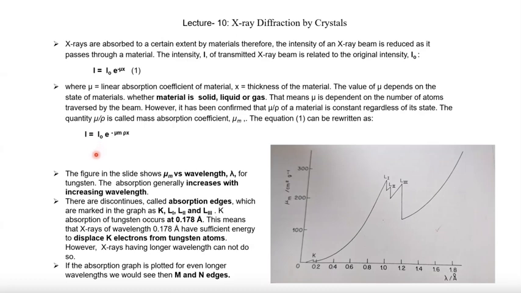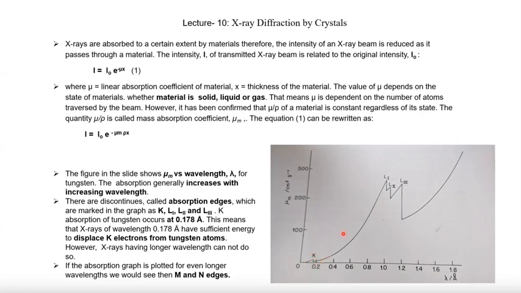And then if we plot mu m versus wavelength, we get that absorption generally increases with increasing wavelength. That means if the wavelength is greater, the absorption is also greater, and this generally increases like this. But then we see some discontinuity in this graph. Here is the mass absorption coefficient, here the wavelength in angstrom. So we just see a discontinuity.